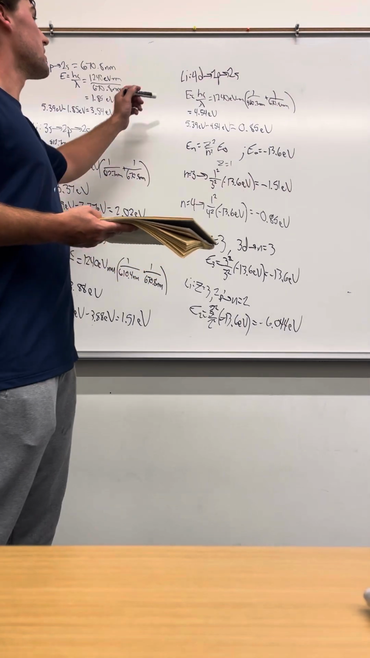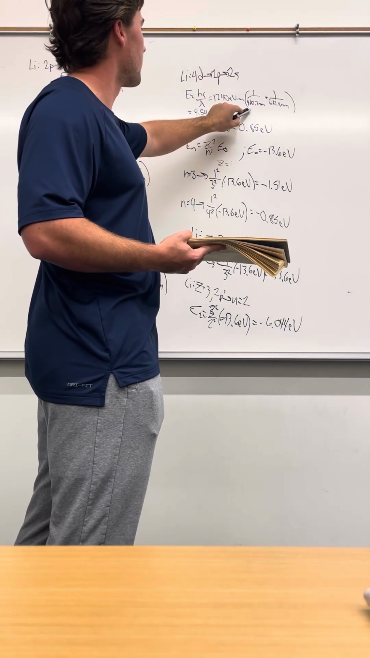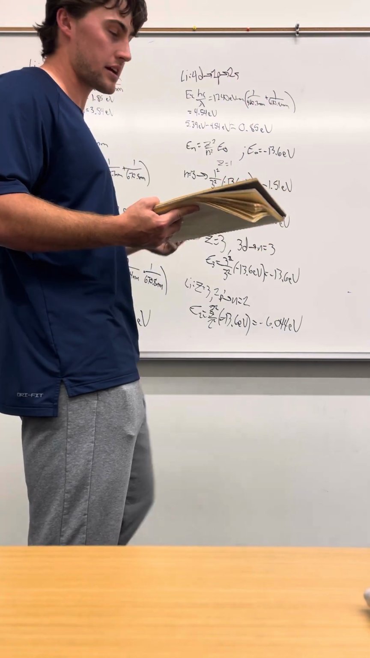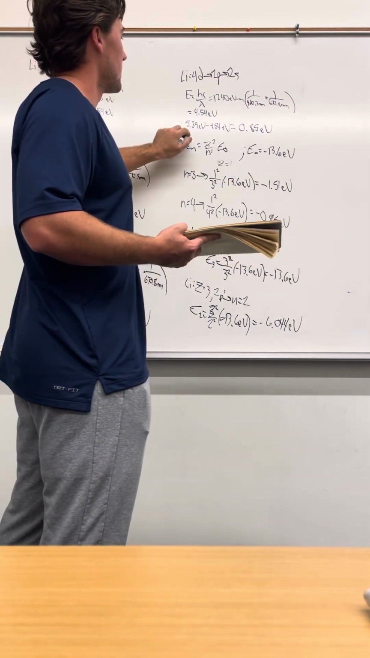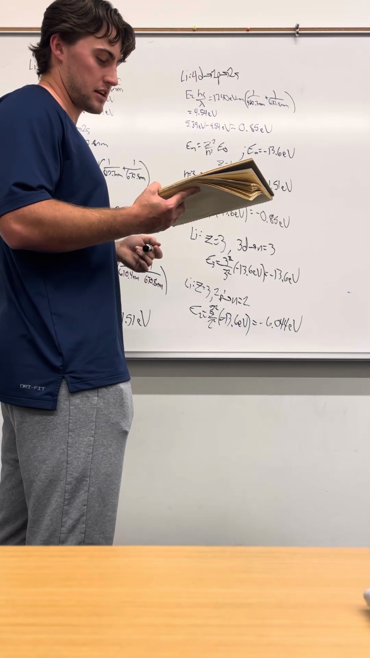For the 4D, we have the same thing, can't go directly, so make a pit stop at 2p. Our 4D to 2p wavelength is 460.3 nanometers from the diagram. Doing that math, we get a difference of 0.85 electron volts, which is the ionization energy of lithium in the 4D state.